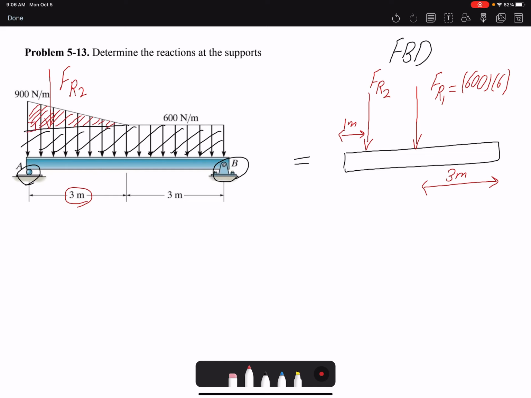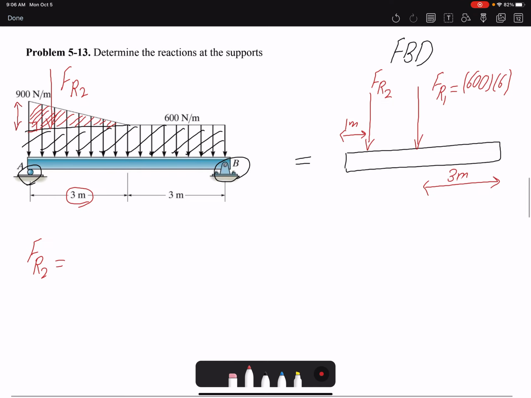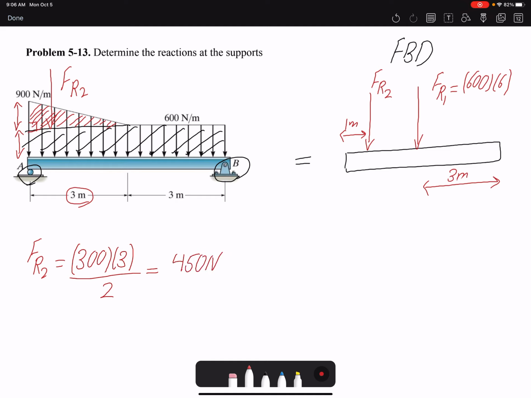And the magnitude of FR2, let me write it here. So this distance is 300 because this distance is 600 and the total is 900. So 300 multiplied by 3 divided by 2. That's the most common mistake I see in exams, that students don't divide it by 2, they forget, and the error would propagate. So 450 Newton, and this one is 3600. These are the two forces.